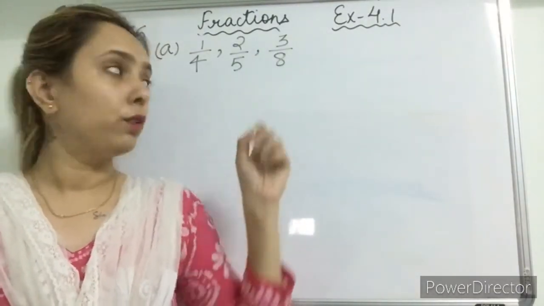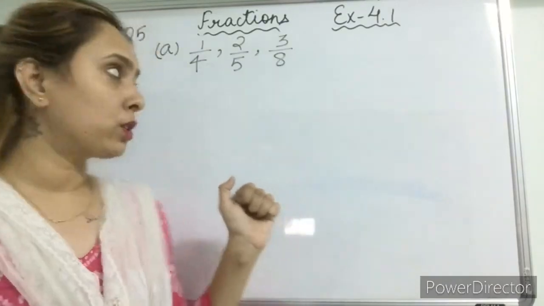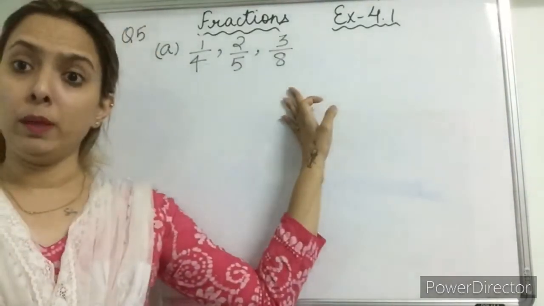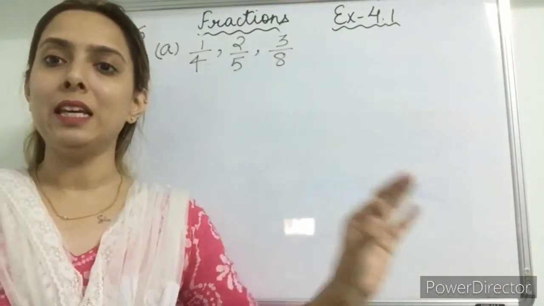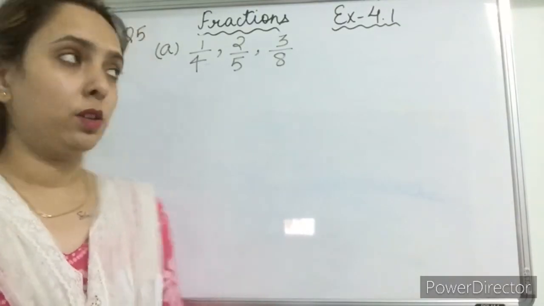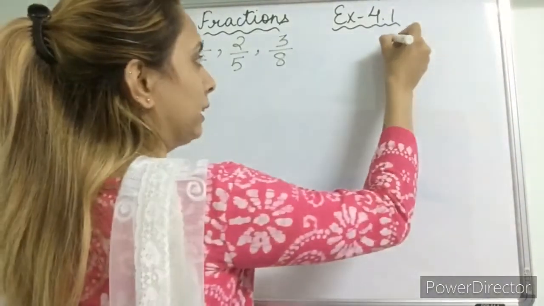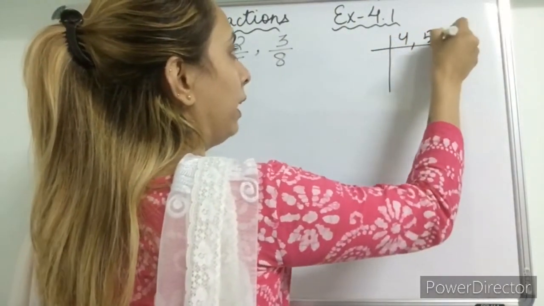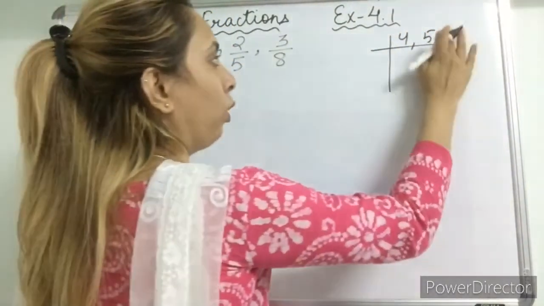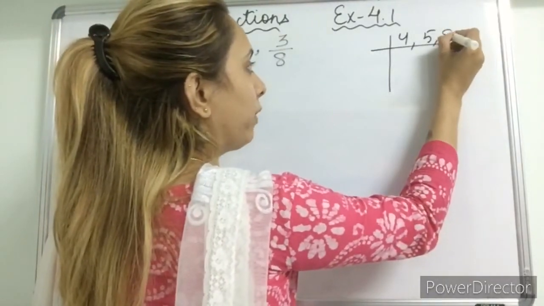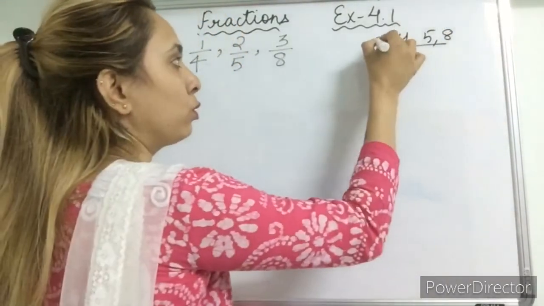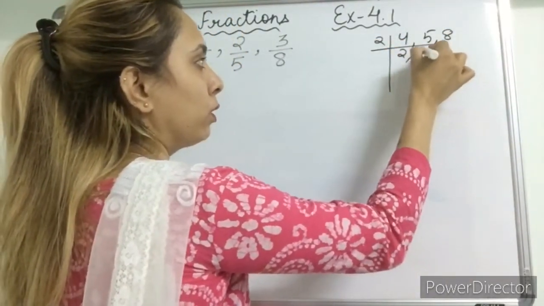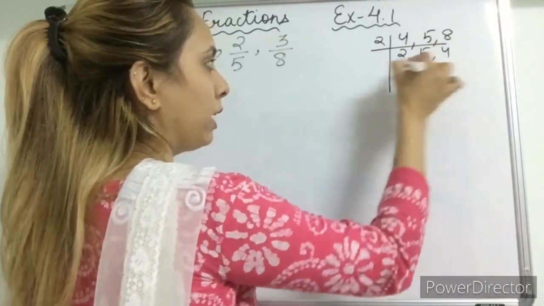So for solving these kinds of questions, again the first step will be you have to find out the LCM of the denominators. So how? Like this: 4, 5, 8. I have written all the denominators here and I will find out the LCM of it. So 2 2s are 4, 5 as it is, 2 4s are 8.